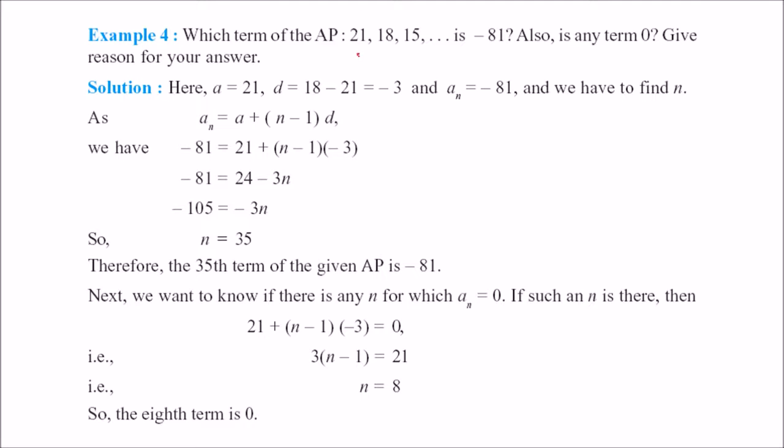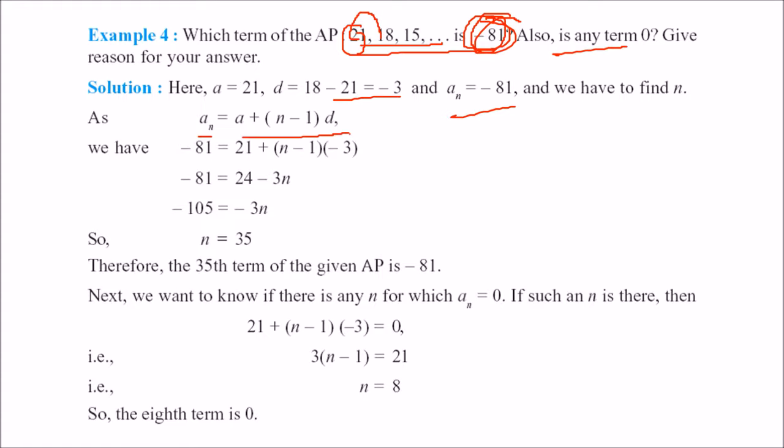Again, which term of this AP is minus 81? So this is an AP, and you have to tell which term is minus 81. Is any term 0? Give reason for your answer. A is 21, D is 18 minus 21, that is minus 3, and AN, the nth term, is given as minus 81. So just use this.